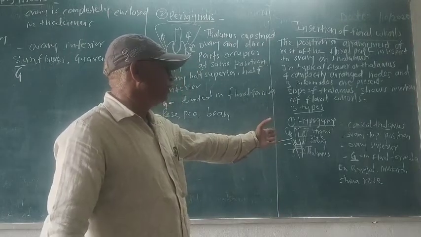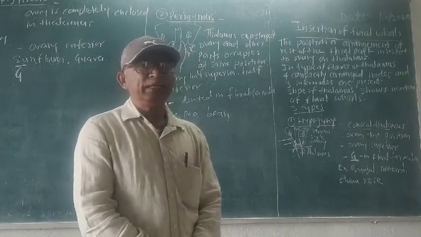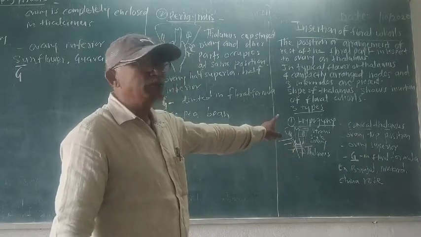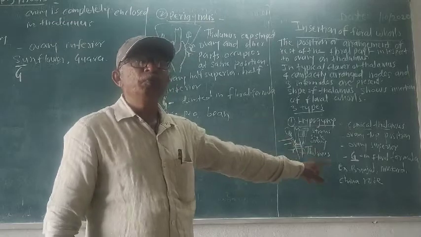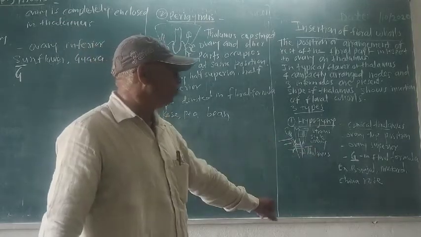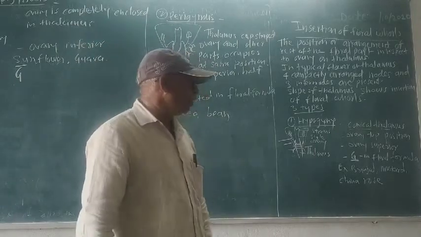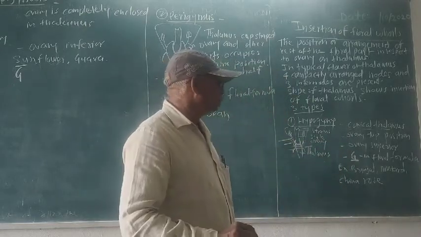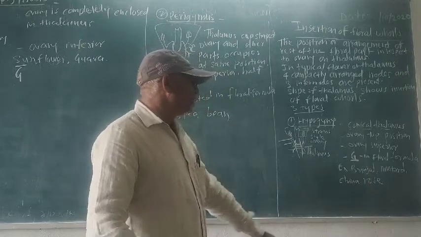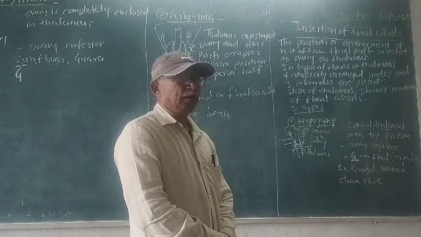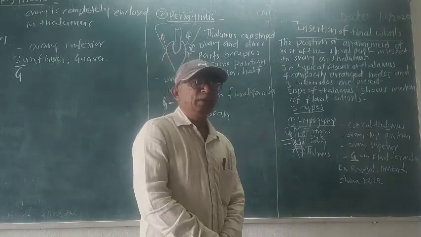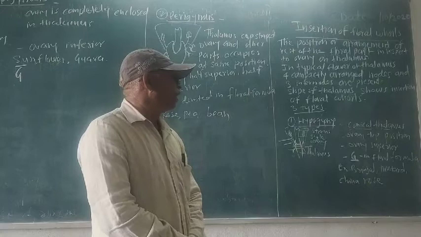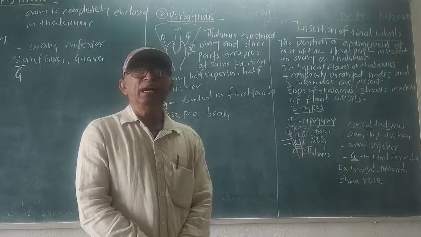Now see here, what is the condition? Conical thalamus is present, the ovary is present at the top position, and when the ovary is present at the uppermost side, then it is called superior ovary. It is written in the floral formula as capital G underlined by a line, so it is called the superior ovary. There are some examples: brinjal, mustard, China rose, these are the examples of hypogyny.